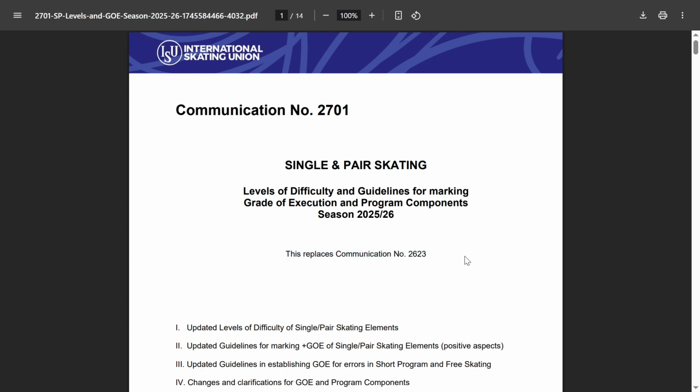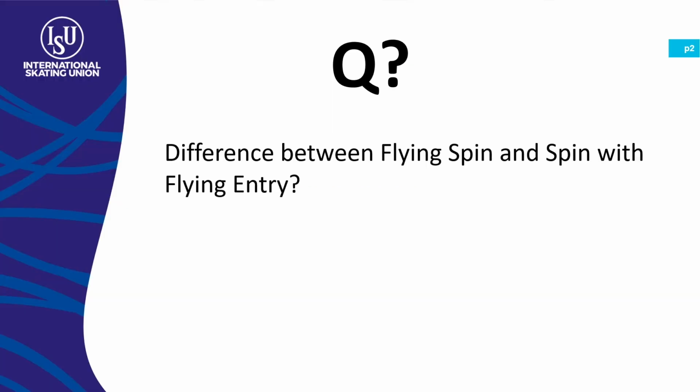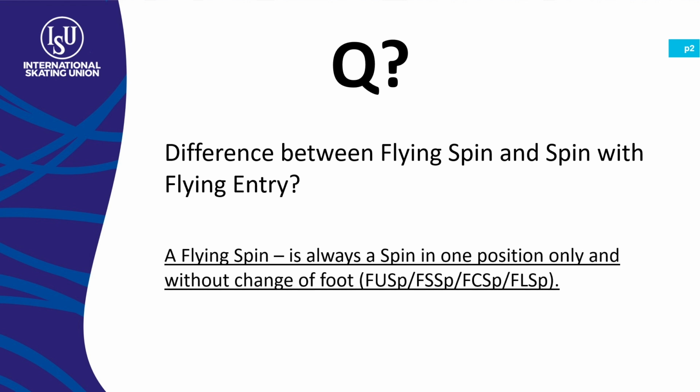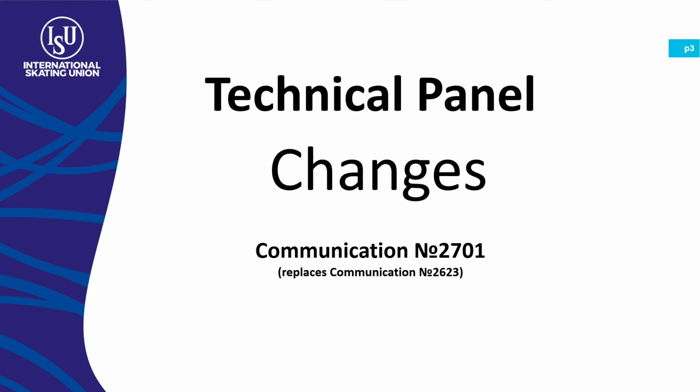But let's now answer a very important question. What is the difference between a flying spin and a spin with flying entry? If you clearly remember the short program requirements, there we have a flying spin. But in a free program, figure skaters at junior senior level can do a flying spin or a spin with flying entry. So a flying spin is always a spin in one position only and without a change of foot. If we add a change of foot or a change of position, this spin will be called a spin with flying entry.